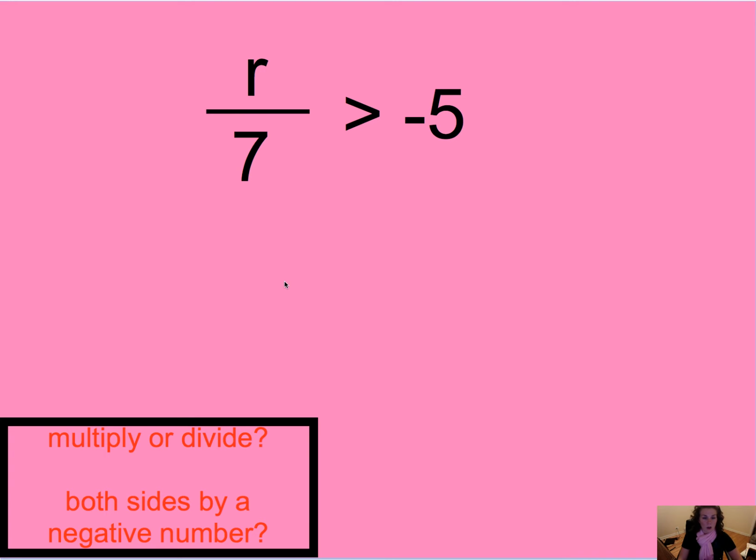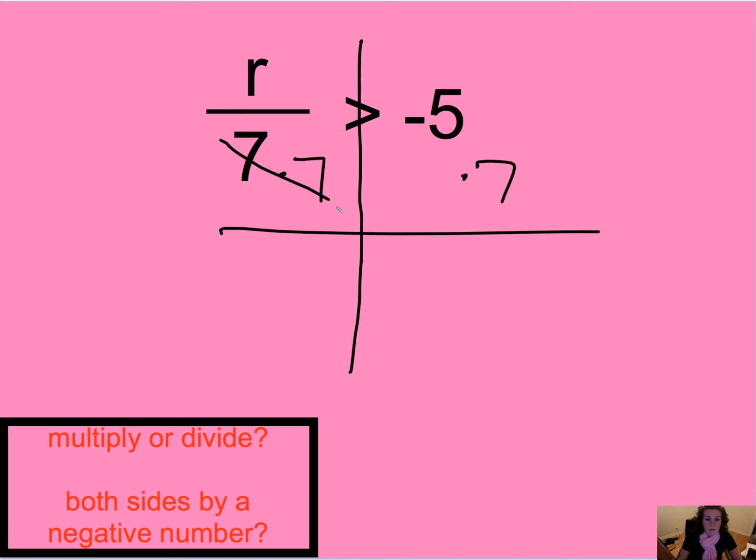Last example here, r divided by 7 is greater than negative 5. Separate your two sides. The r is on the left with the 7, and they're attached with division, so I'm going to multiply by 7 on both sides. The 7's cancel. I bring down the r and then stop. Did we multiply or divide? Yes, we did. Did we multiply or divide both sides by a negative? No, we did not. We multiplied by a positive 7, so my sign stays the same, and then negative 5 times 7 is negative 35.